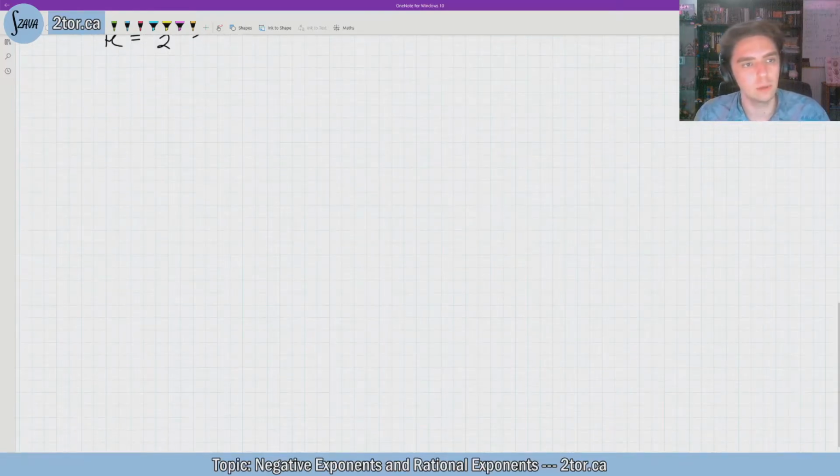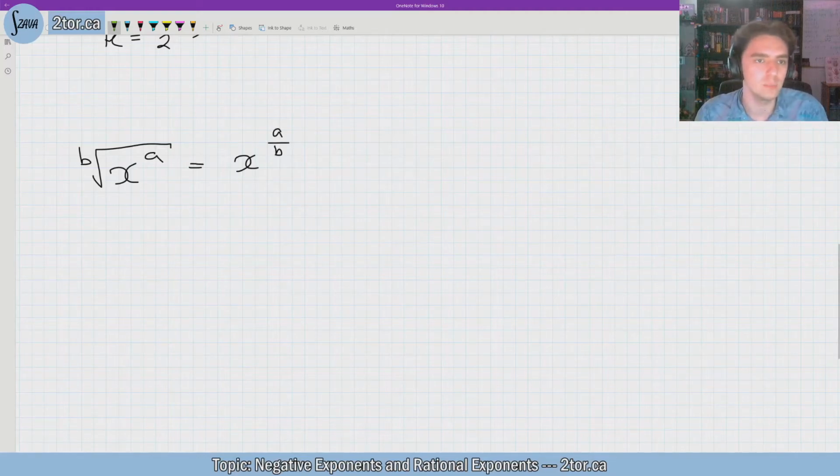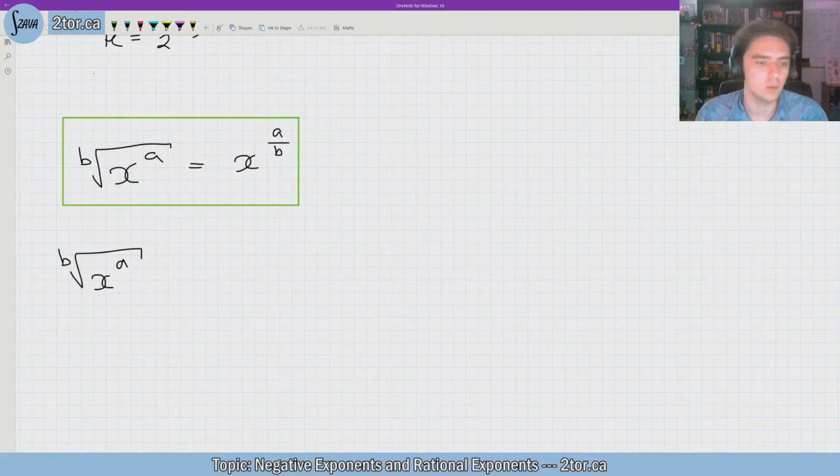Finally, let's do this a little bit more generally, right? What if I had x to the a, or the bth root of x to the a? Pretty much, that's how you'd say that. We know that this is x to the a over b, right? But again, let's prove it. Let's actually prove that this is true. So if I start with the bth root of x to the a, and I'm going to say this is equal to some x to the k. What does k have to be here?